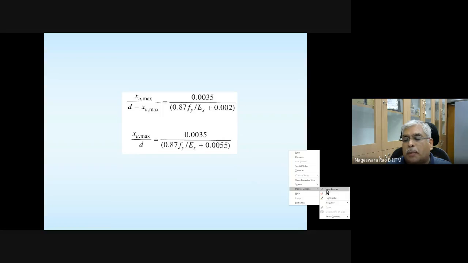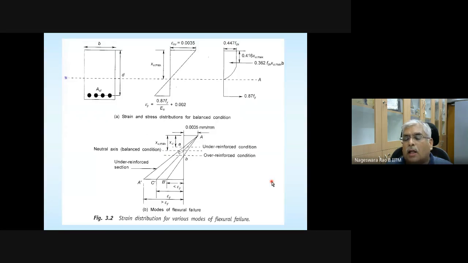Whatever I just explained to you orally, that is all depicted in these figures. If you want, take a note of it. This is a rectangular section. Dimensions are shown, B and D. Area of steel, Ast, and this is the strain diagram. And this is the stress diagram. Whatever I just explained orally is all shown in this figure. This figure conveys all that explanation.